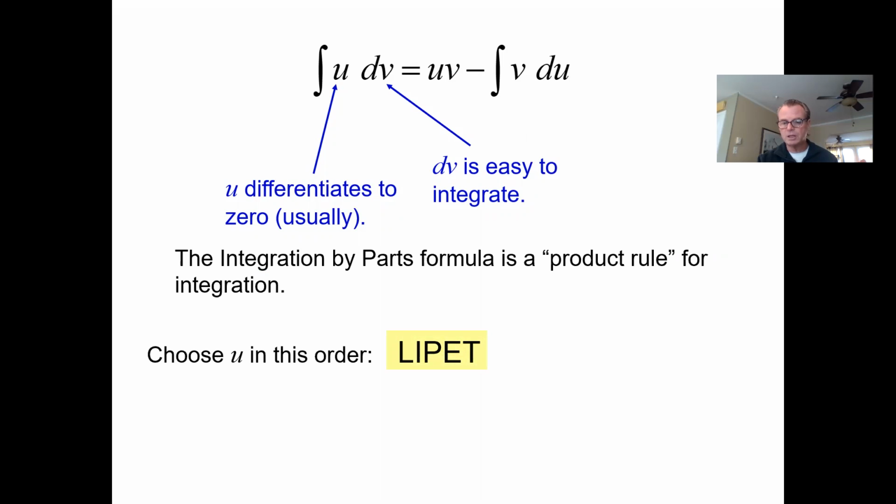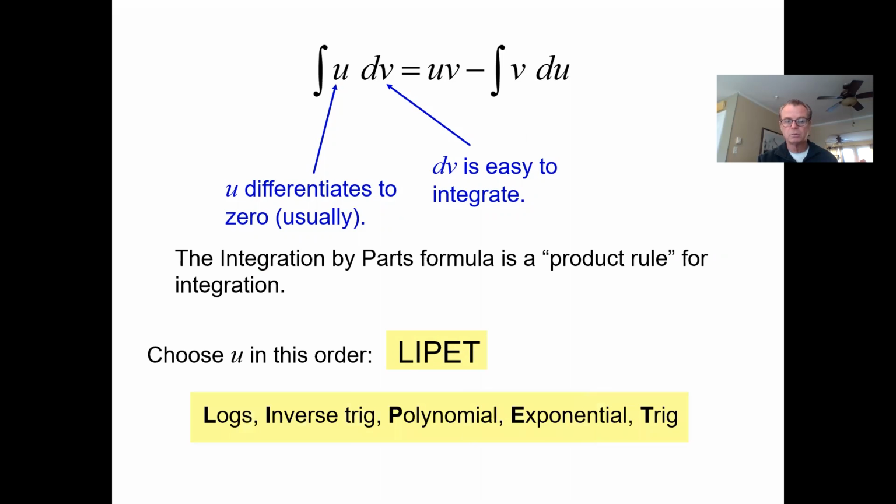So this is on the PDF. They're saying this is what you should call u. In this order, they have this mnemonic. I never really found this helpful, but sometimes people do. So if you have a log there, then that would be your u term. Inverse trig, your u term. And from there.